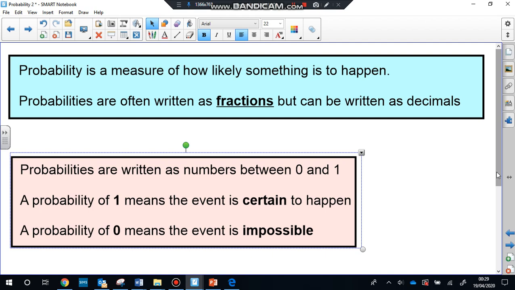The other things we need to know about probabilities. Probabilities are written as numbers between 0 and 1. You can't have a probability greater than 1. You can't have a probability less than 0. So what do they mean? A probability of 1 means that the event is certain to happen, and the probability of 0 means the event is impossible. We'll look at some examples of those in a minute, but if you can again get those into your notes. You may have come across that before, but we're just covering the basics.